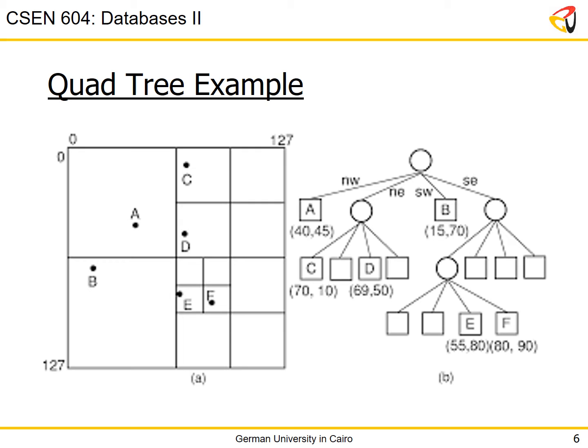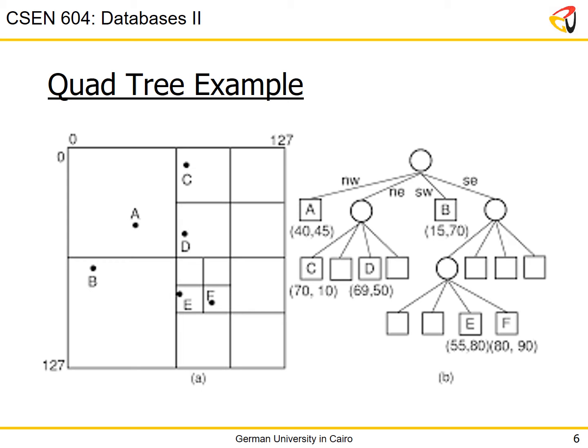Now, top right has C and D. Here are 2 points. And we said we will stop when the quadrant is empty or it has only 1 point. So I will split that top right quadrant, again using the same strategy. And now I have in the top right quadrant 4 nested quadrants. One has C, one has D, and the other 2 is empty, so I'm not going to split them.